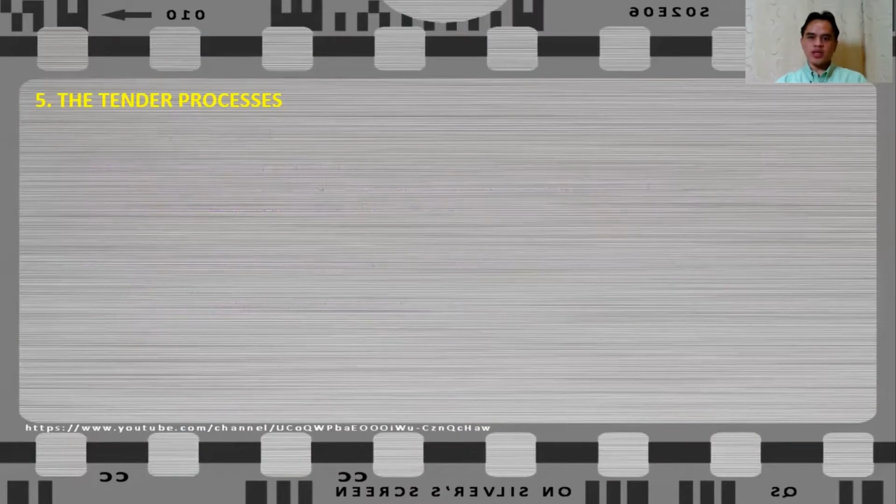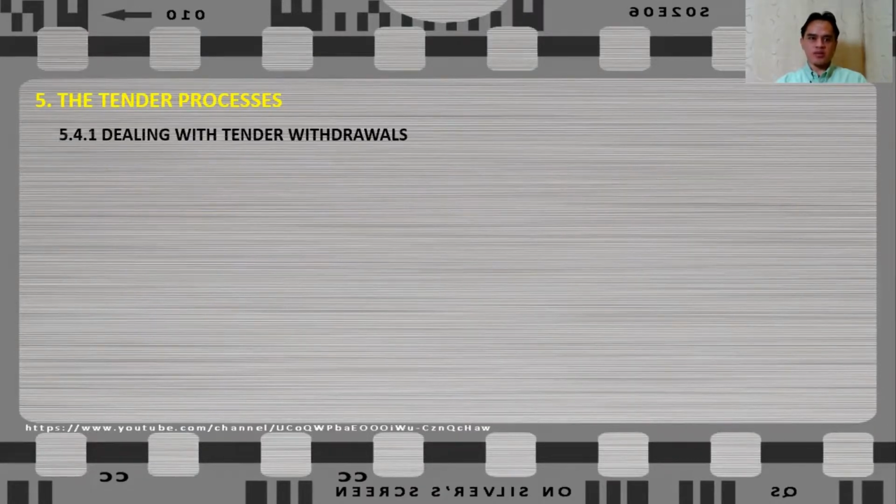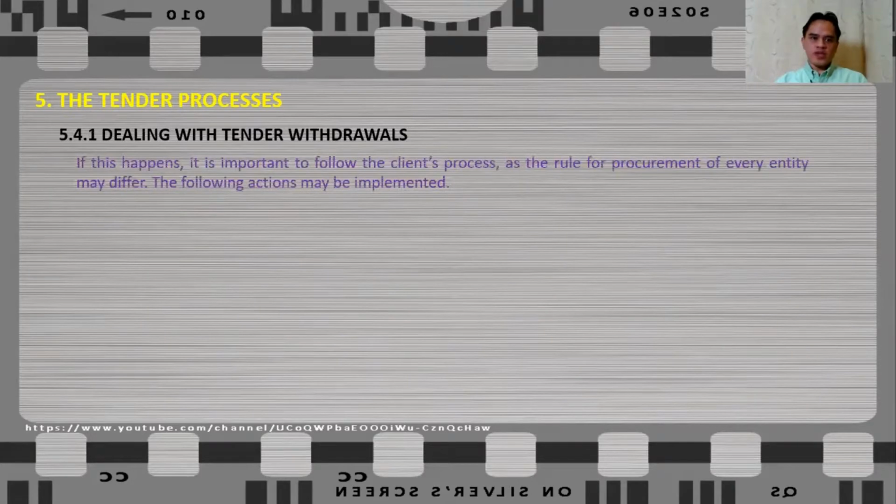Now, how to deal with it if this happens? If this happens, it is important that the tender team follows the client's process, as the rules of procurement for every entity may differ. For example, the rules for private procurement may be different from government procurement, as government needs to follow certain stringent rules. So the following actions can also be implemented.